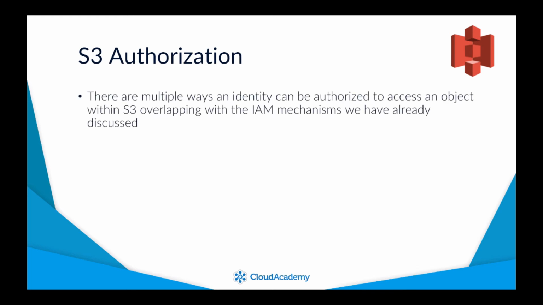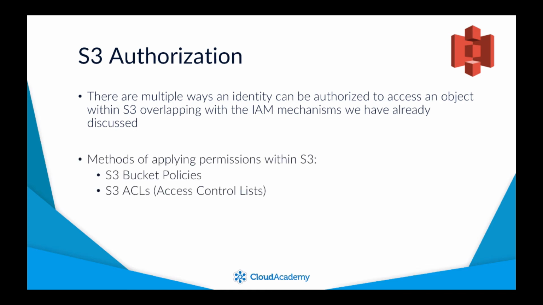There are multiple ways an identity can be authorized to access an object within S3, which overlap with the IAM mechanisms we have already discussed. So how does a user or service get the correct level of authorization? First, let's define the different methods that permissions can be applied within S3: S3 bucket policies and S3 ACLs, access control lists.